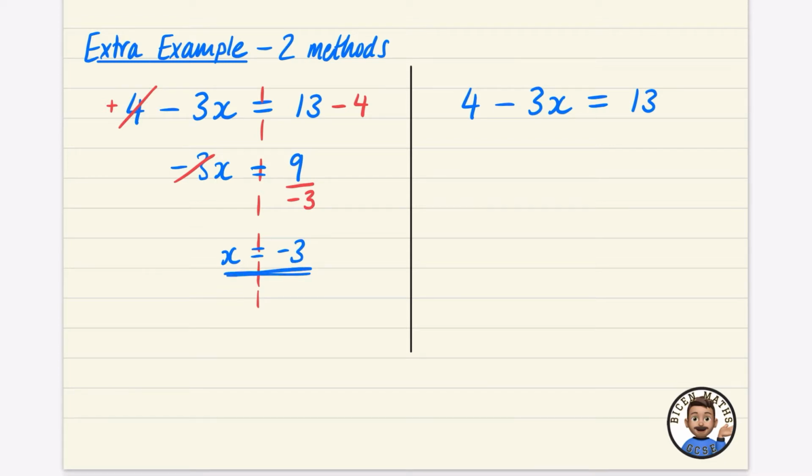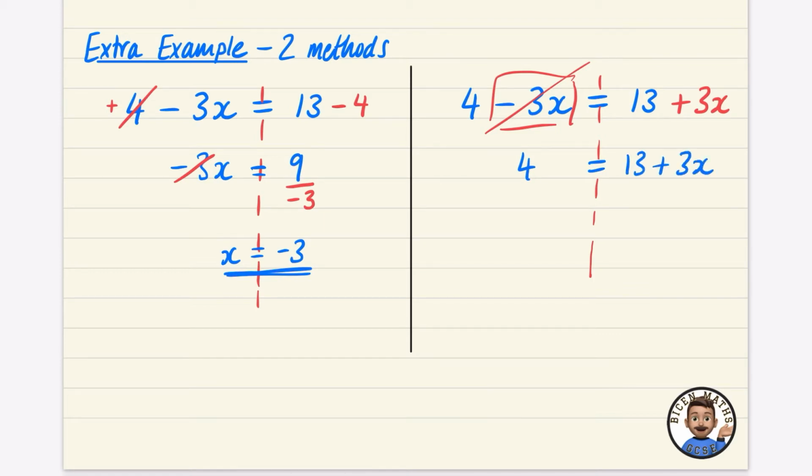I'm just going to show you the other way that you might like to do it that avoids dividing by a negative number. So what I'm going to do is get this negative 3x, I'm going to get rid of it by adding 3x to the other side. That's going to be the first thing that I do. So what I've done is I've changed it from being a negative 3x by putting it as a positive 3x on the other side. That leaves me with 4 equals 13 plus 3x.